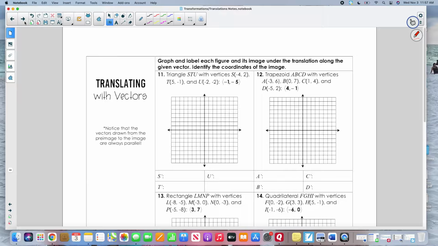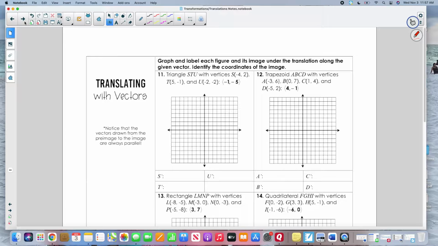The next page was translating with a vector. So you graph the first one. You look at your vector. The first number moves my x. The second number moves my y. And you do whatever it tells me. So, for example, on number 12, we're going to move to the right 4, but we're going to move down 1.